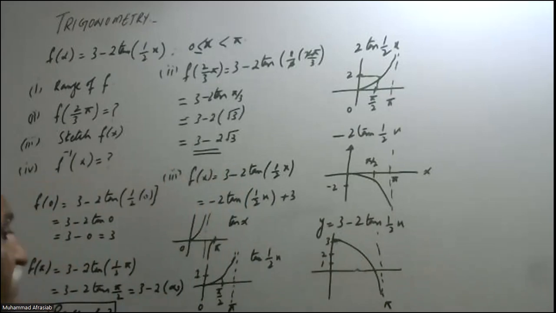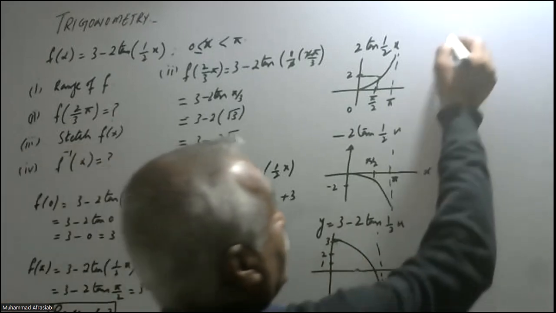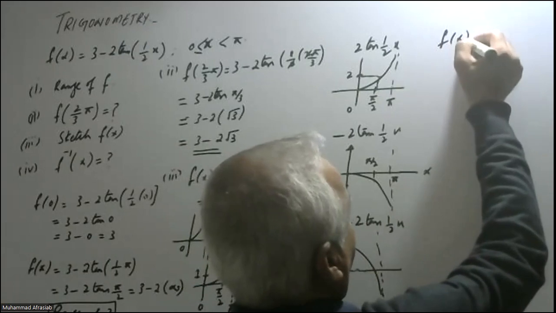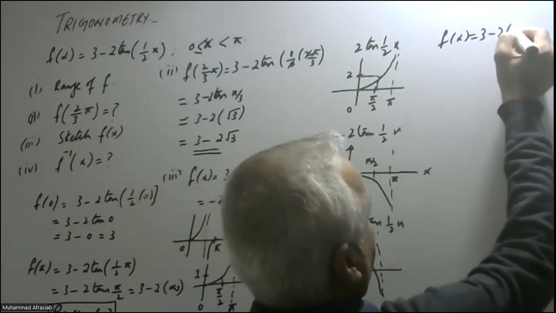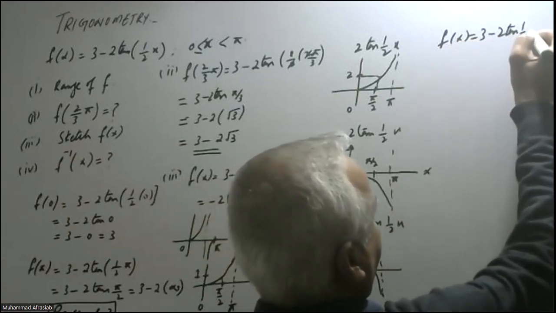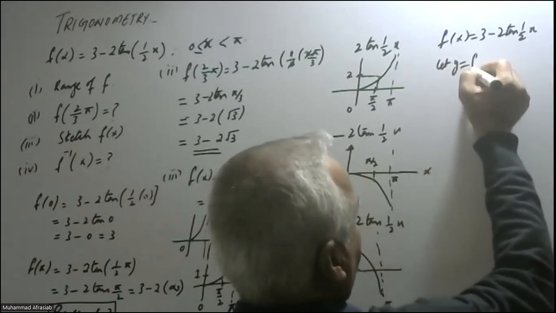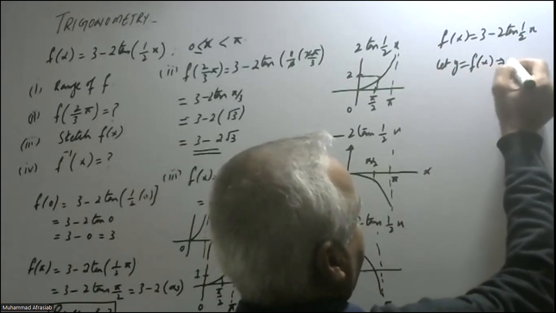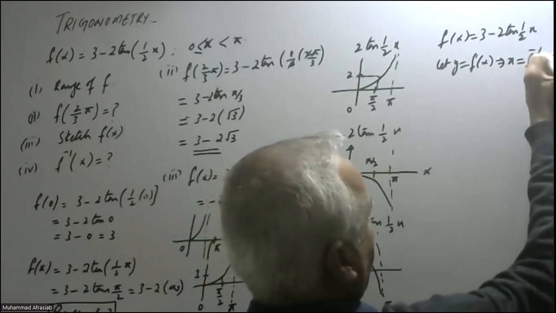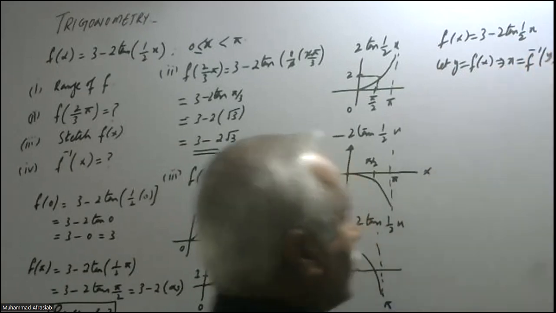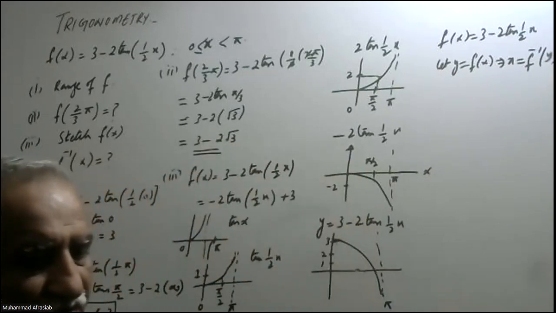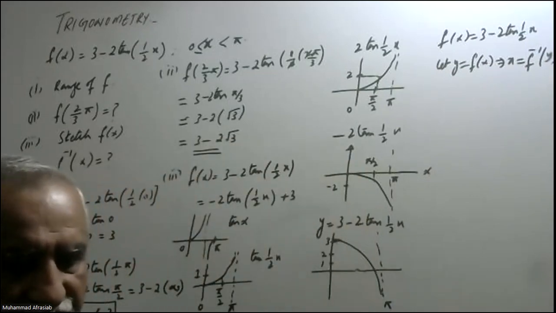Then finally we are going to find f inverse of x. So let f of x be equal to 3 minus 2 tangent of half x. Let y equal f of x, then x is equal to f inverse of y. So you are going to make x the subject of this equation here.